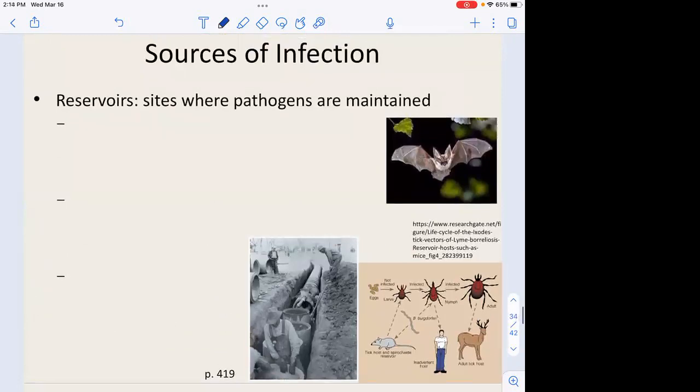All right, so once a pathogen leaves a host, where does it go exactly, if it doesn't go straight away into another person? Well, we call those sites where pathogens are maintained or living for short or even long periods of time reservoirs. And a reservoir can be an animal, it can be another human, or it can be non-living.